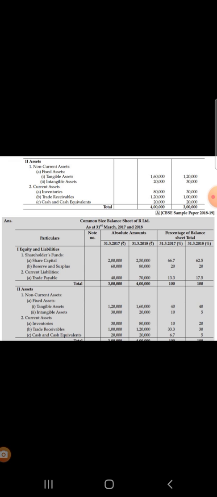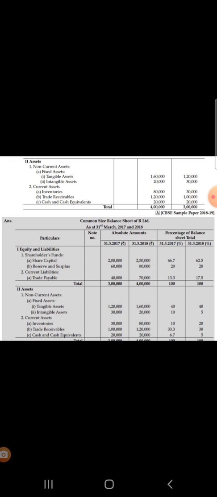So all these details are given in our question, and we are asked to prepare the common size balance sheet. For that we have to follow the same format, where on the left-hand side there would be a first column of particulars, then the next column would be the note number. In the next two columns there would be the absolute amount for the years 2017 and 18, and in the final two columns there would be the percentage of balance sheet total for the years 2017 and 18.